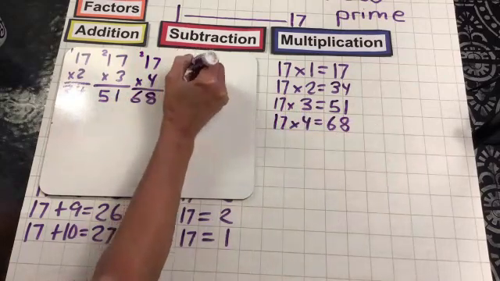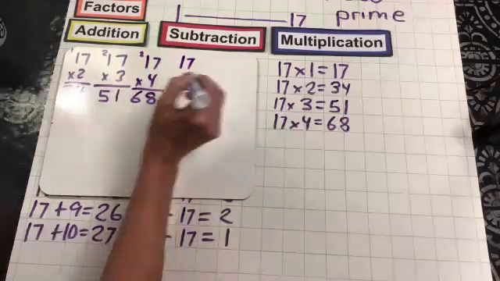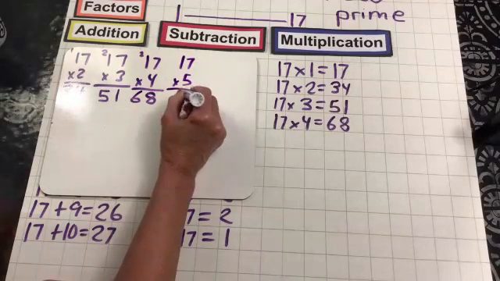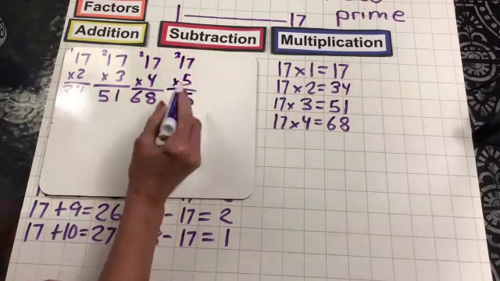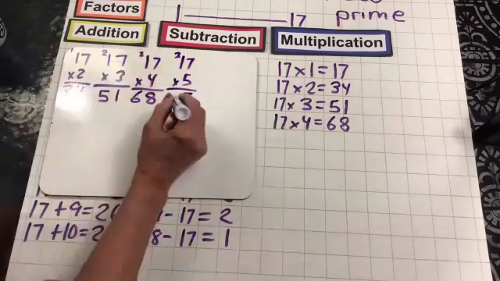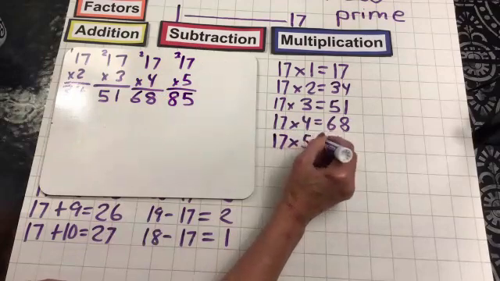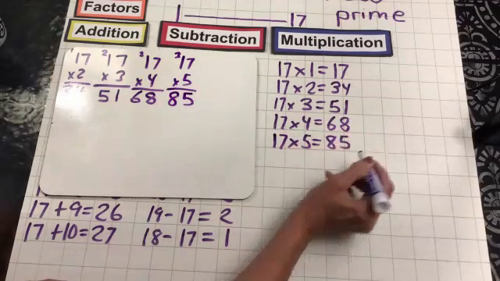All right, 17 times 5. We know this is going to end with a 0 or a 5. 5 times 7 is 35. We drop the 5, carry the 3. 5 times 1 is 5 plus 3 is 8. So 17 times 5 equals 85.